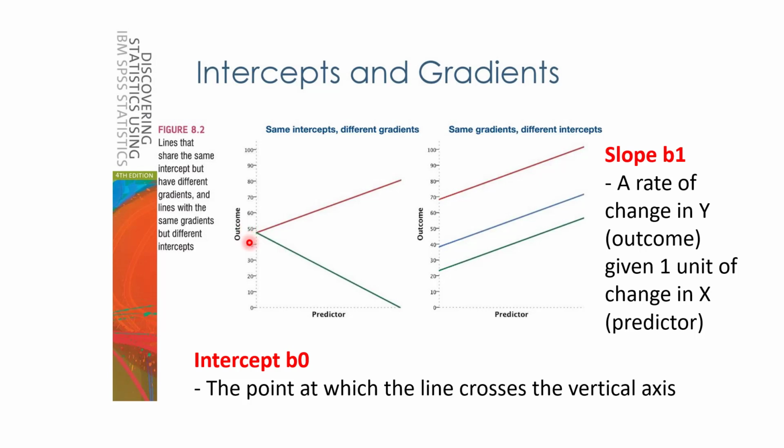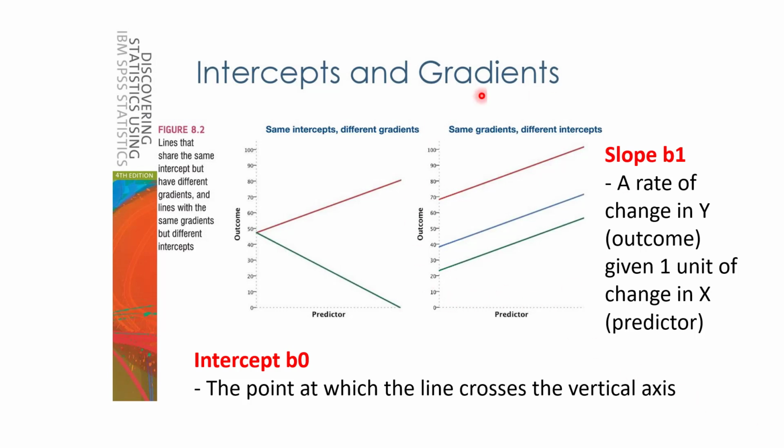Intercept is the point at which the line crosses the vertical axis, basically the starting point of the regression line. Slope indicates the rate of predicted change in y given one unit of change in x, showing how much y is predicted to change every time x changes by one score. In this graph, both the red line and the green line have the same intercept but different slopes.